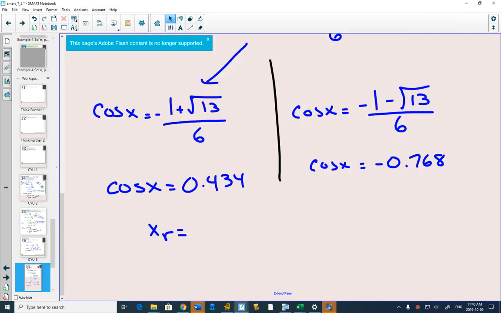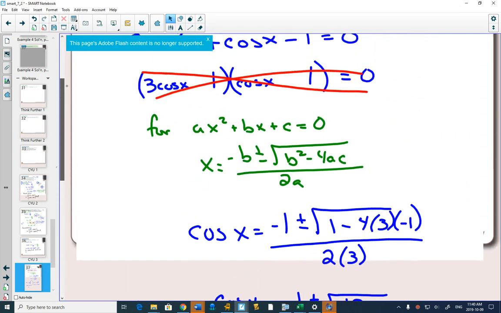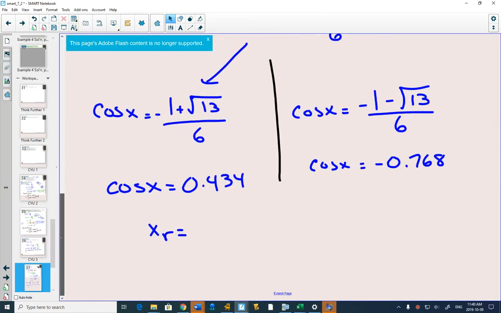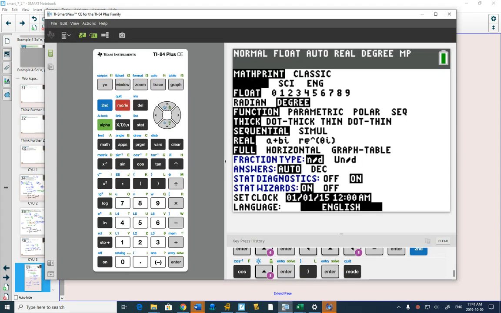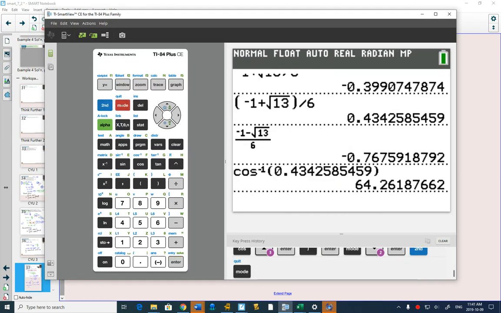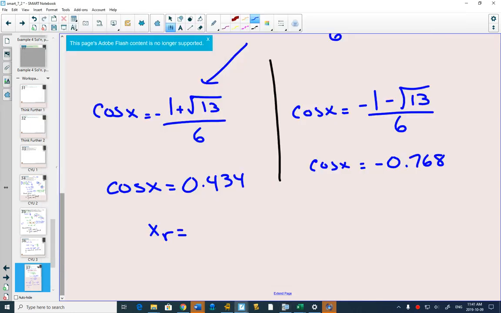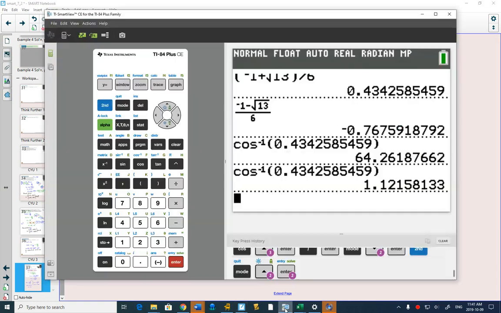Was this question in degrees? No, it's in radians. So you're like, oh, I have to redo it. Change my mode into radians. Retype this. And now I figure out that my reference angle is 1.12. I'm going to store that value as x.